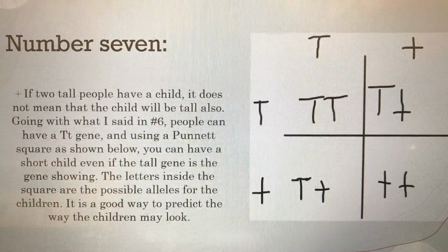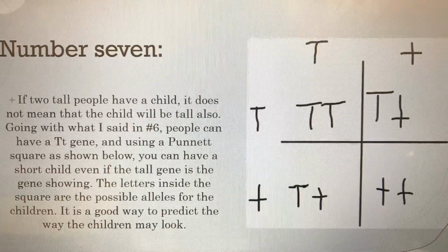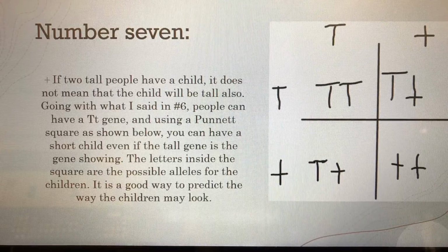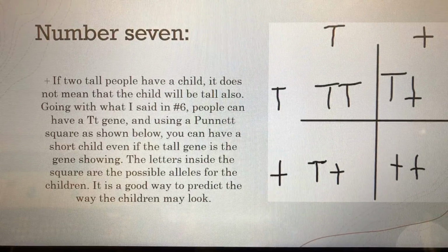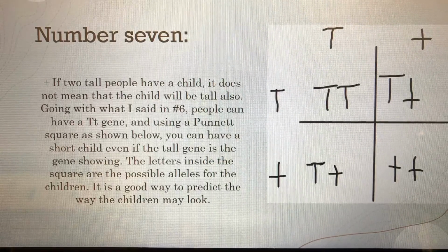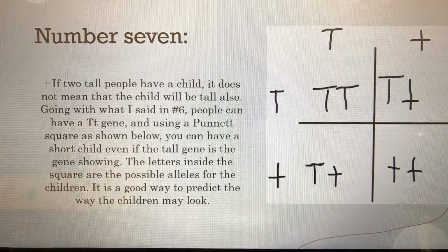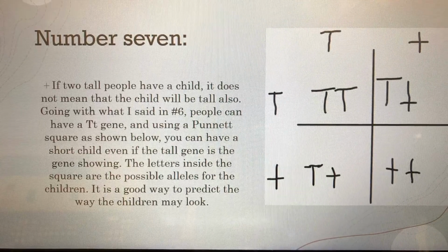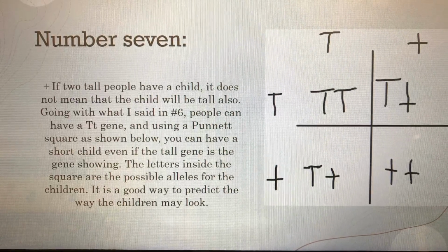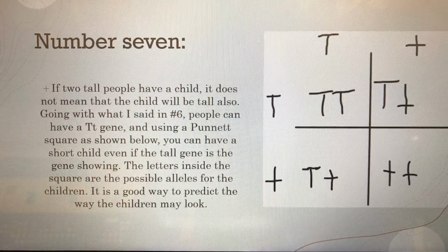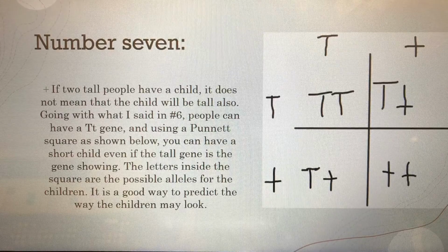Just because your mother and father had a trait does not mean that you'll have it. For example, say you have two tall people. Their alleles could be a capital T and a lowercase t for both of them, meaning that their child would have the alleles uppercase T, lowercase t, or two lowercase t's, meaning that it was short. That is why, whenever two tall people have a child, it could possibly be short.